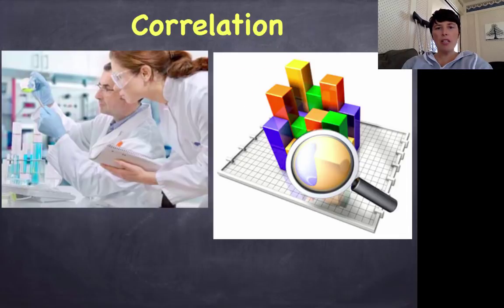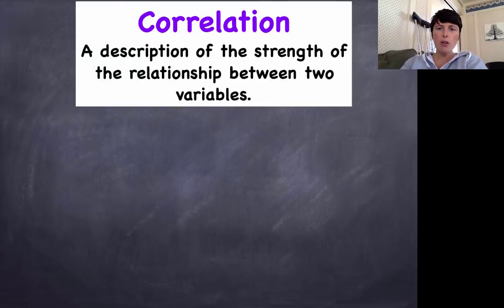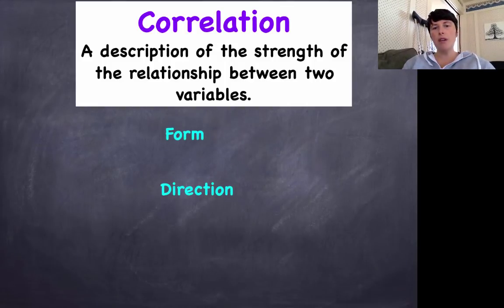So if that's what correlation is, when do we use it? Well, we use it all the time, actually. We talk about the relationship between data all the time in math and in science. There's a lot of real-life examples, and I'm going to give you a few as we go through this video. So two of the things we like to talk about with correlation are form and direction.